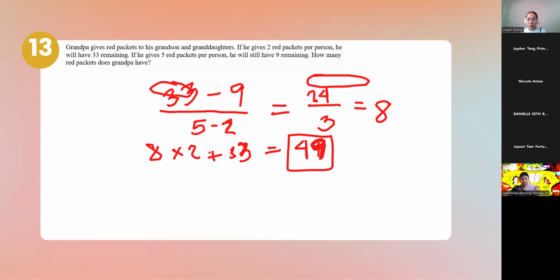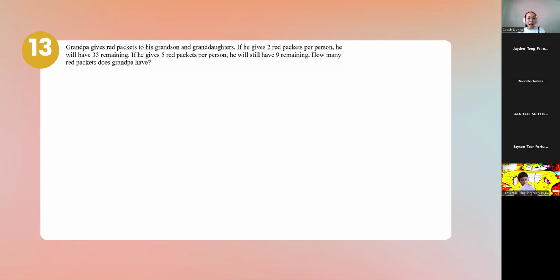49. Ayan. 8 times 2, 16. 6 plus 3 is 9. 1 plus 3 is 4. So it's 49. All right? That's it for this number. Let's have number 14. So for number 14.